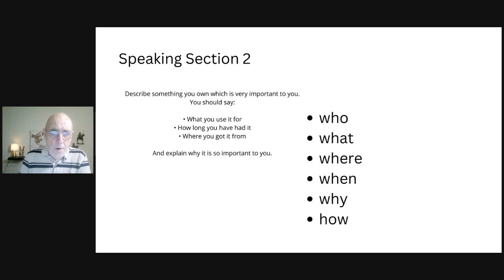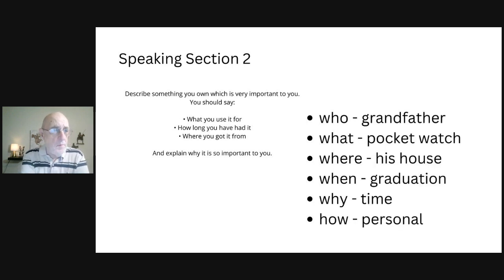So when I think about who, I'm going to think about my grandfather. My grandfather gave it to me. And this also answers the question on the cue card where I got it from. So I'm going to talk about my grandfather who gave me this pocket watch.